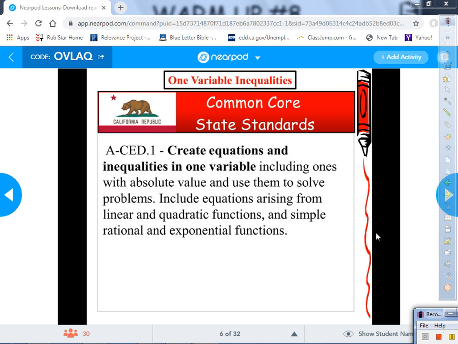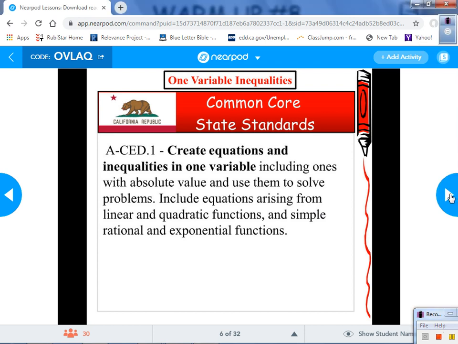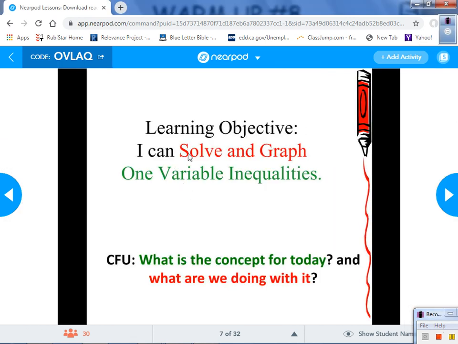Right, so continuing our full review for Algebra 1, we're now going to finish inequalities today because we need to move on to funner stuff for tomorrow. So, our objective for today: I can solve and graph one variable inequalities. Once again, I can solve and graph one variable inequalities. Tell your neighbor what concept we're still on. That is correct, one variable inequalities.